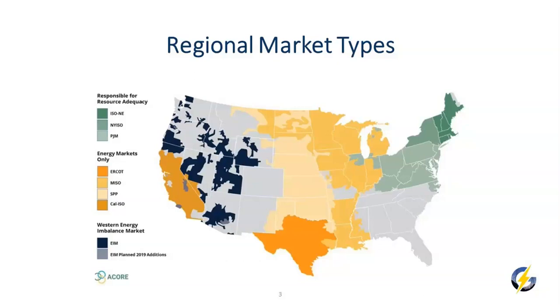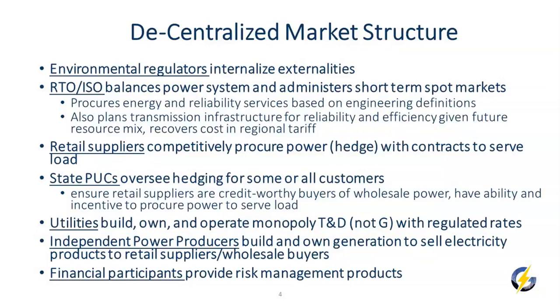So this shows the different resource adequacy regimes in map form of where the RTOs have resource adequacy responsibility. The gray areas where it's the traditional vertically integrated utilities, and the northeast shows the green where it's the capacity market. Moving to the next slide.